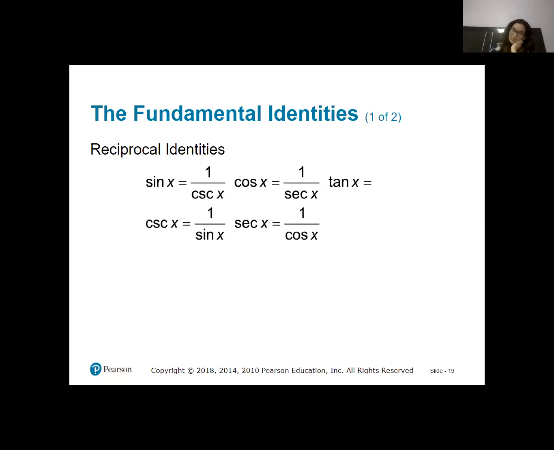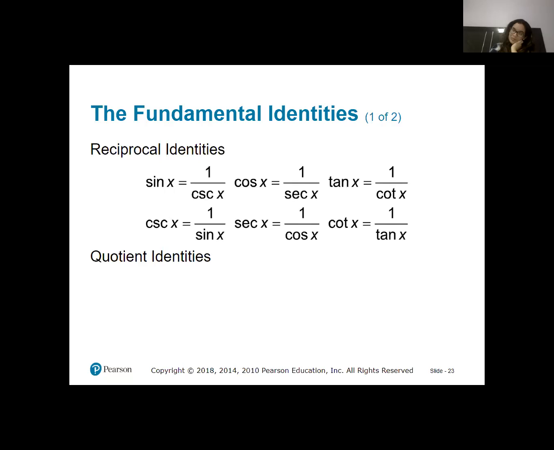And tangent? 1 over cotangent of x. Good job, Sarah. 1 over cotangent of x. And cotangent is 1 over tangent of x. Good, Christina.